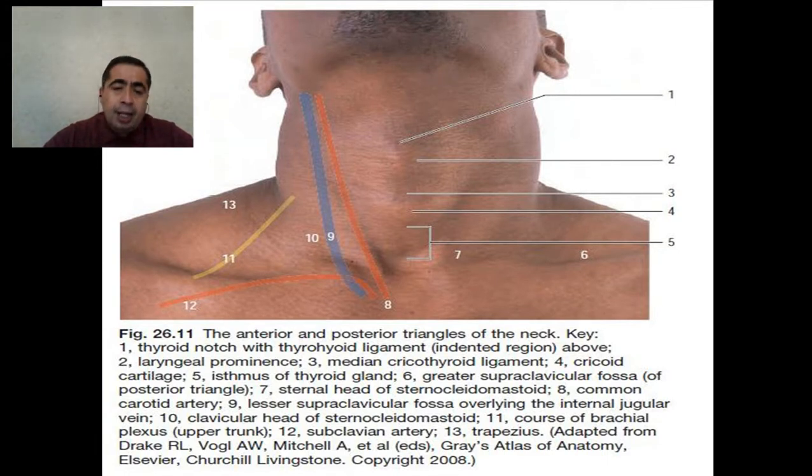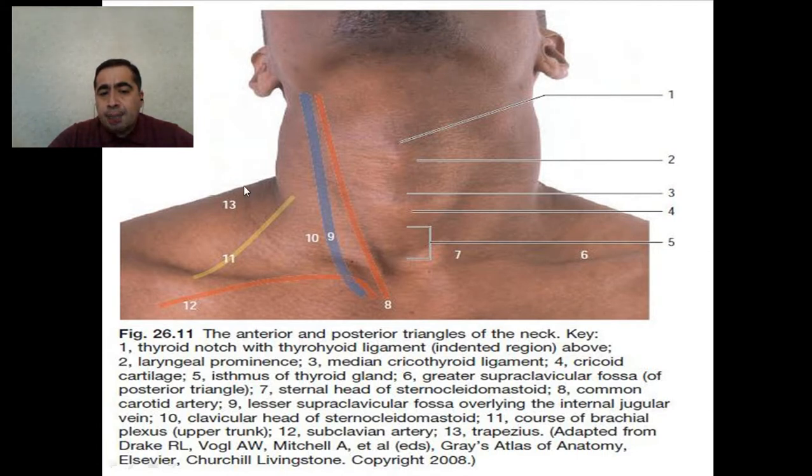It means the internal jugular vein drains the venous blood of the head and the neck inferiorly with the subclavian vein. These two veins, internal jugular vein and the subclavian vein, form together the brachiocephalic veins, and by junction of two brachiocephalic veins, the superior vena cava is formed.